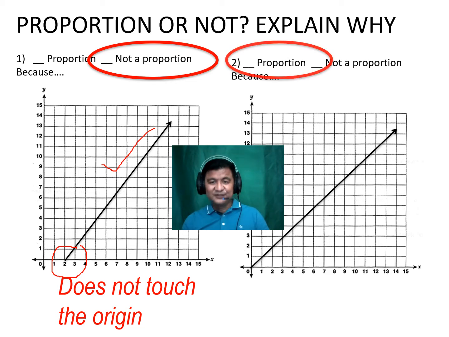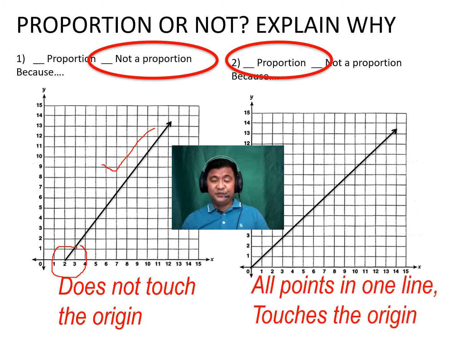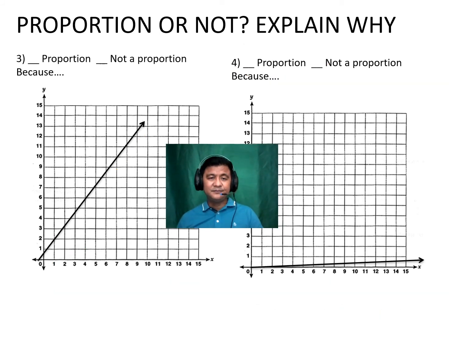I'm waiting. Write it down. Okay, let's check. Good. You're right. It's proportion because, why? Reason? All points lie on a straight line and it touches the origin. Good job. Next, number three. Think, think, think. Write your answer in the chat. Okay, good. Let's see. Not a proportion.